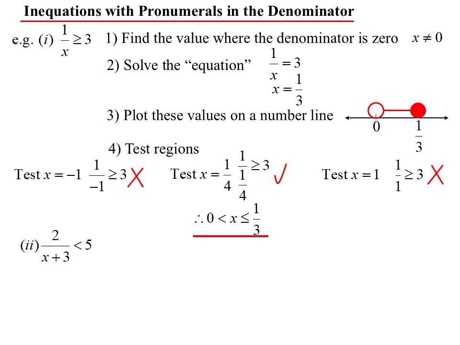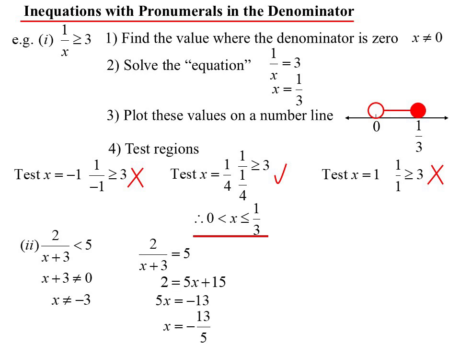Let's have a look at this one: 2 over x plus 3. So all we simply do is, what makes the denominator equal to 0? X plus 3. That gets my first critical point. I'll just solve it like an equation, a simple little equation to solve, and I get minus 13 on 5. There's my 2 key points. Neither of them are included this time. I just have to test to see where it is.